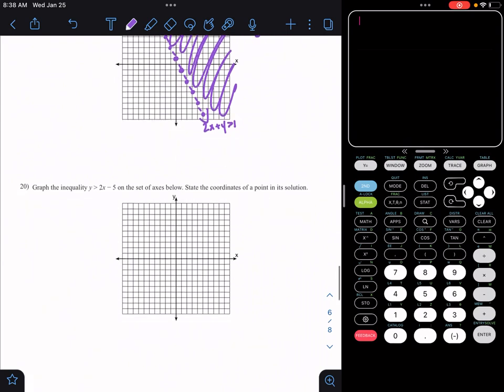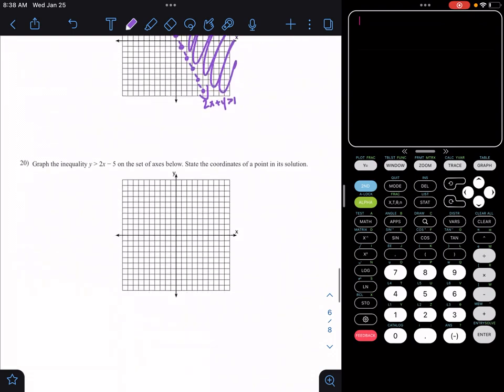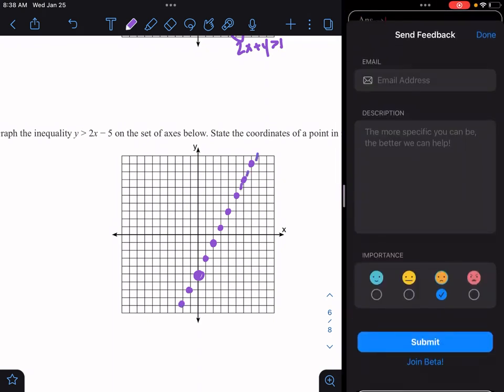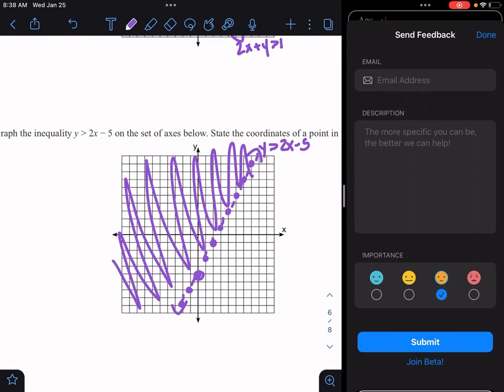And number 20, they want us to do the same thing, graph this, but I don't even have to rearrange it. So negative 5, 1, 2, 3, 4, 5. And then 2x, so go up 2 over 1, up 2 over 1. Keep going, then down 2 to the left 1, down 2 to the left 1. This would be a dotted line since it's not equal to. Put some arrows, let's label it y is greater than 2x minus 5. If it's greater than, I need to shade above. And it's dotted because it's not equal to.